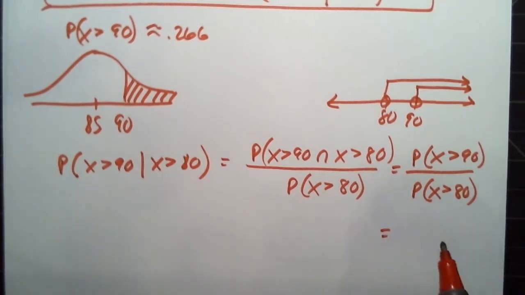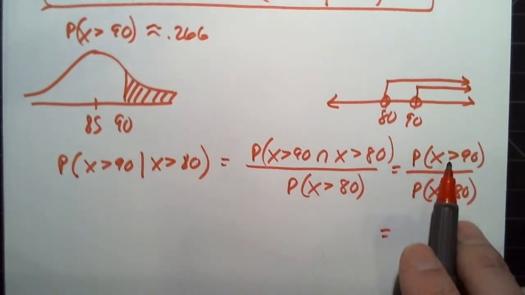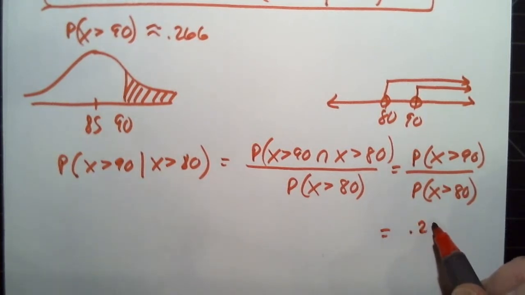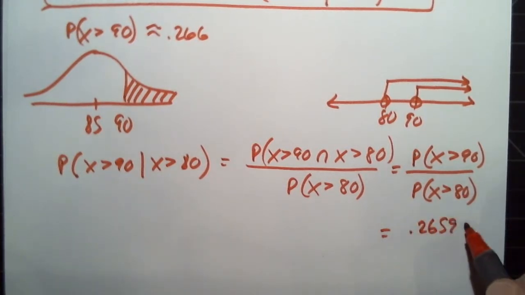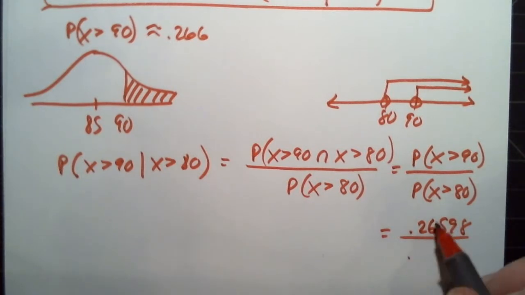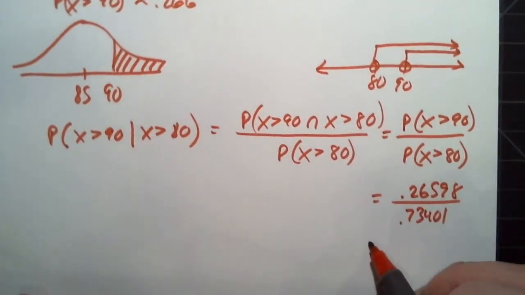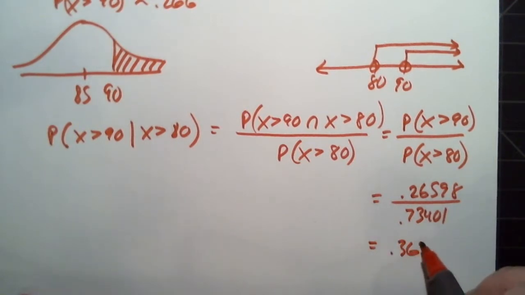All right, and we already know that that's 0.266. Let's not round it yet. And then this is going to be 0.73401. So we should have 0.3642.